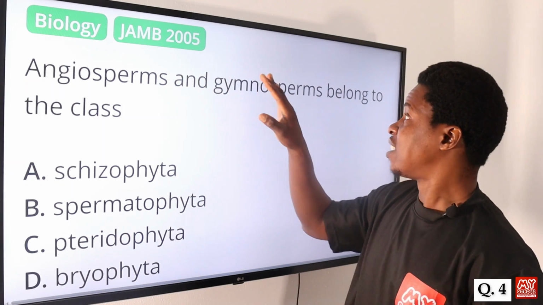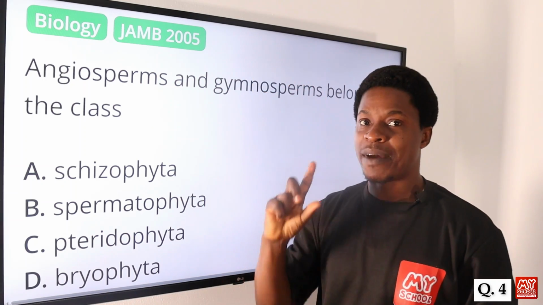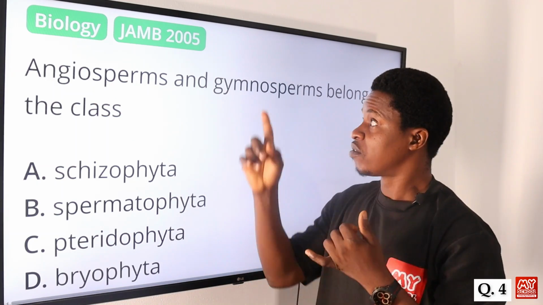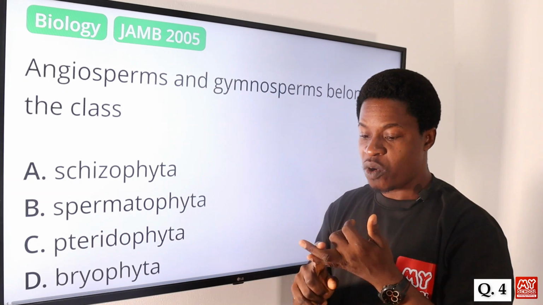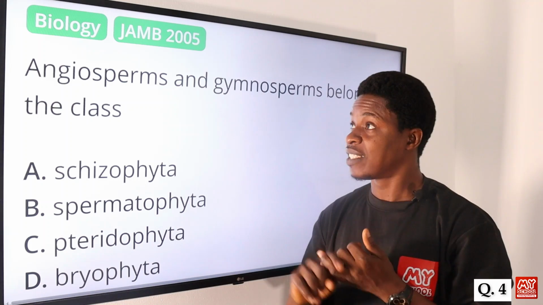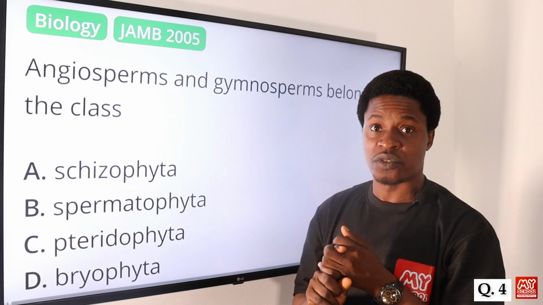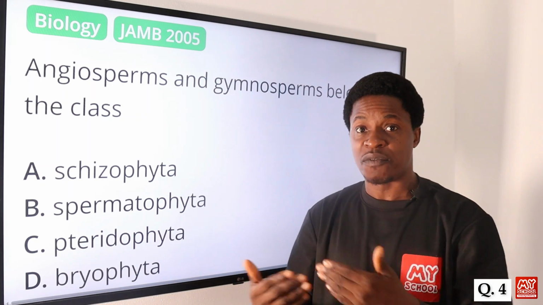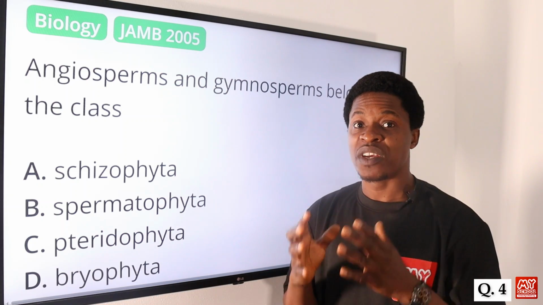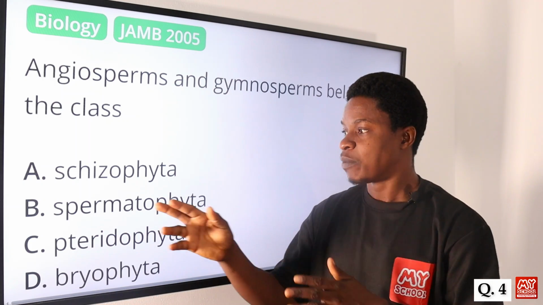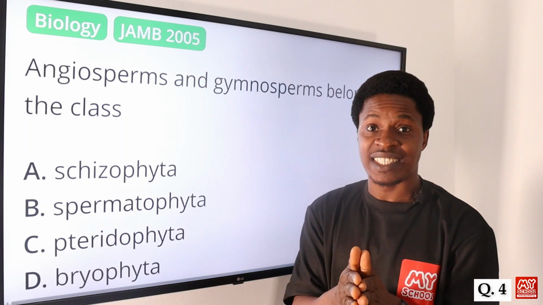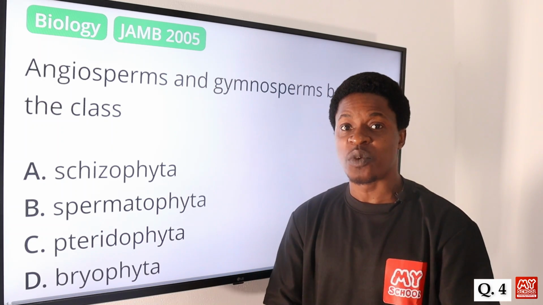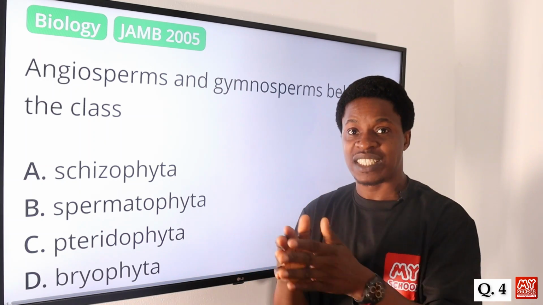So both angiosperms and gymnosperms actually belong to the class spermatophyta. I will explain why. Angiosperms have differentiated bodies, together with gymnosperms. Both of them also have vascular bundles. Apart from that, both of them bear seeds in their reproductive structures, so we refer to them as spermatophytes. In other words, spermatophyta is a class made up of plants that bear seeds. So we call them seed-bearing plants.